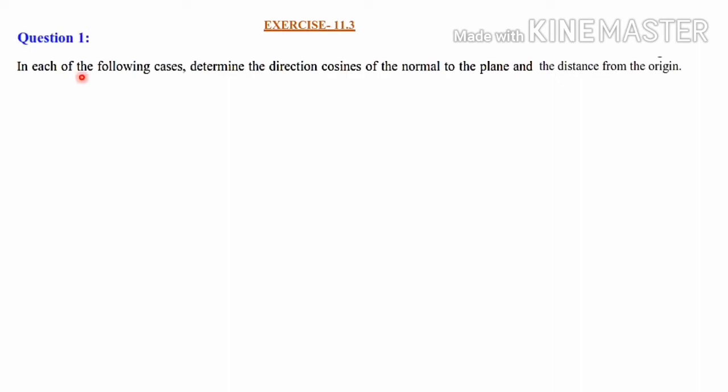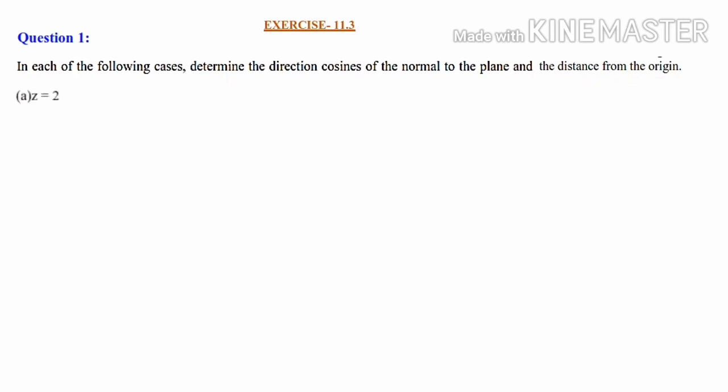Move on to exercise questions. Exercise 11.3, first question. The question is, in each of the following cases, determine the direction cosines of the normal to the plane and the distance from the origin. We are asked to calculate the direction cosines of the normal and the distance from the origin.